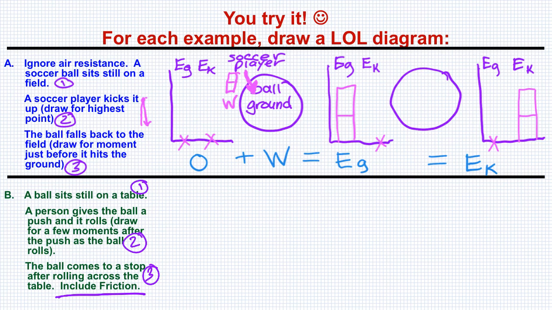And I have to include friction, so I need to make a choice about that. If I have heat being generated by the ball rolling across the floor, then I'm transferring some of that energy into thermal energy. And that thermal energy is going to escape into the air. And so one of my first choices is going to be, what is my system? What am I going to include in my system? I'm just going to draw my LOLs here.